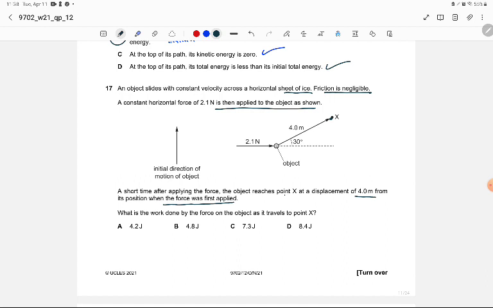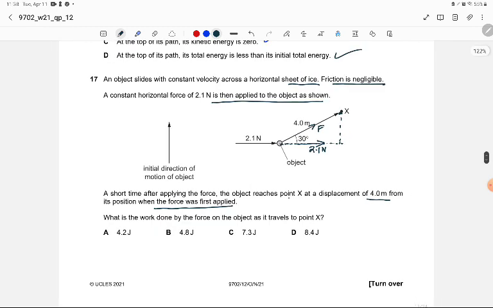So we need to find the force in this direction. If I find the force in this direction and multiply it by 4, that should give me the work done. So let's see. We happen to have a constant force applied in this direction, which is 2.1 Newton. And we need to find the force over here. If we form a triangle over here, if this is 2.1 Newton, then what would this force be? We need to find this force. So cos 30 should be equal to 2.1 divided by F. So the force F is 2.1 divided by cos 30.